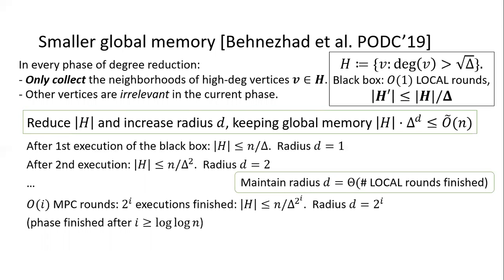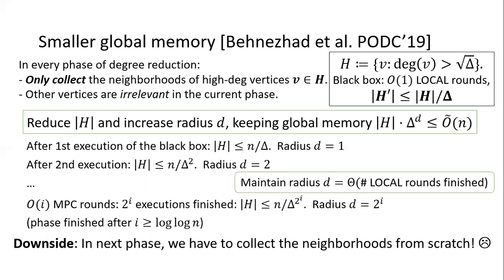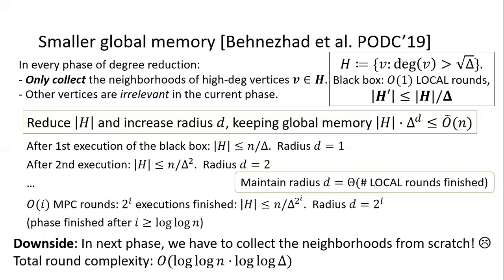However, the downside of this algorithm is that in the next phase, the high degree threshold will drop, which means some new vertices will become relevant. But they were not relevant in previous phases, so we didn't store their neighborhoods. So in this phase, we have to collect their neighborhoods from scratch, which takes log n rounds. We have to do this for each of these log delta phases, so the total round complexity becomes log n times log delta.